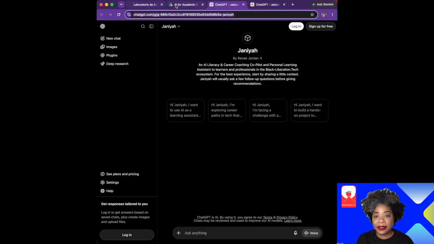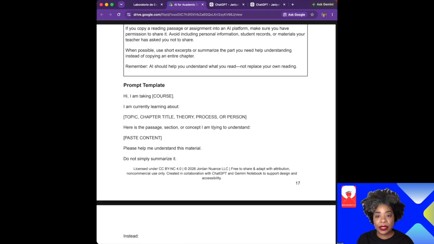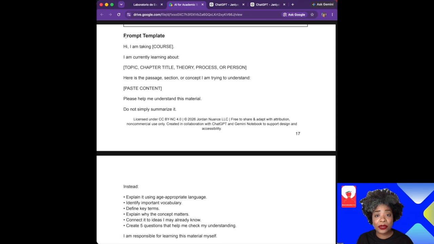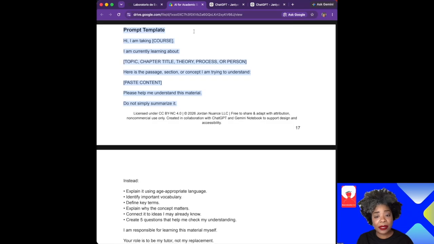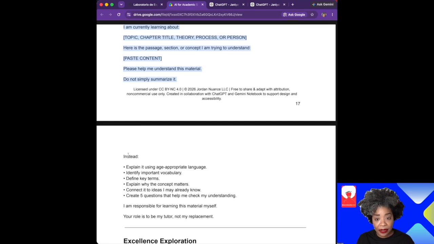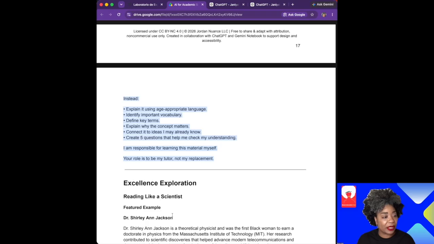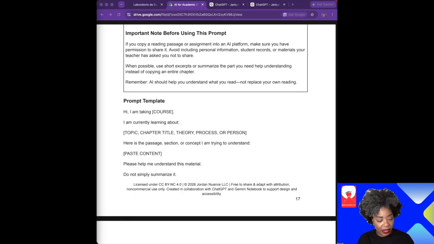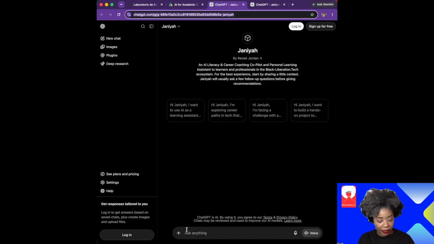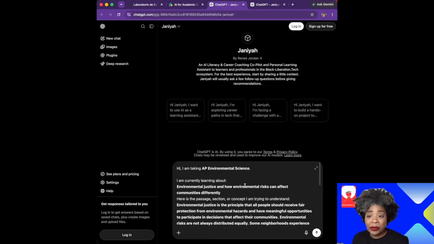Okay, let's go back. When you copy this prompt, you'll need to copy all of this information from the start where it says prompt template all the way down to "your role is to be my tutor, not my replacement." Now I mentioned what Ashley is exploring. I'm going to paste the prompt here and give it a read, this time with the information that I have for Ashley.